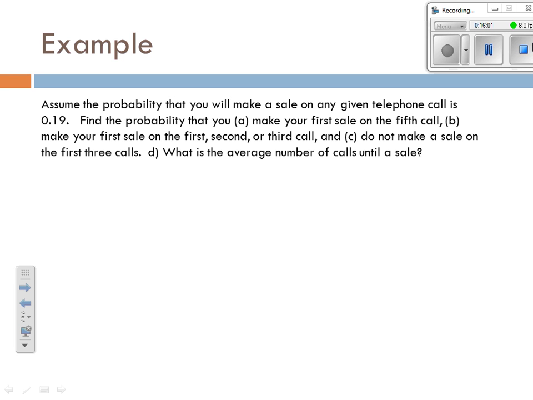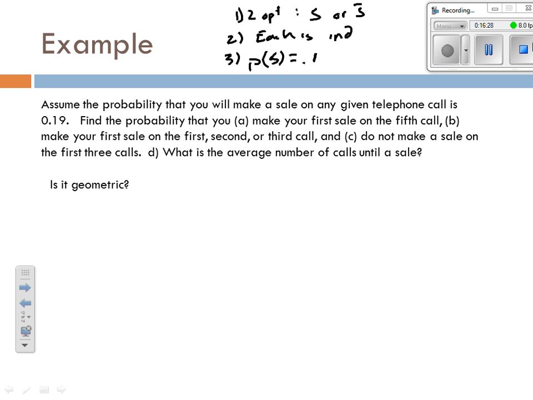So here's the sales call, and we've done it before. We've done parts A, B, and C before, where this is a geometric setting. The probability that your first sales call, so is it geometric? Sure. One, there's two options: you make a sale or you don't make a sale. Two, each call is independent. Three, the probability that you make a sale is 0.19. And now we're going until success.